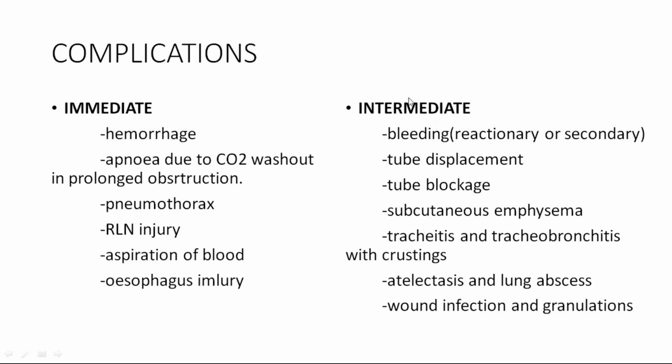In the case of intermediate complications, it can be bleeding, like reactionary or secondary, and tube displacement. That is, the tube may get displaced outside or into the wrong track. The wrong track means on either side of the trachea. Tube blockage due to crustings or secretions. Subcutaneous emphysema, because the air gets leaked into the surrounding soft tissue area and can lead to accumulation of air in the subcutaneous area or surrounding soft tissues. Tracheitis and tracheobronchitis with crustings, atelectasis and lung abscess, wound infection, and granulations.